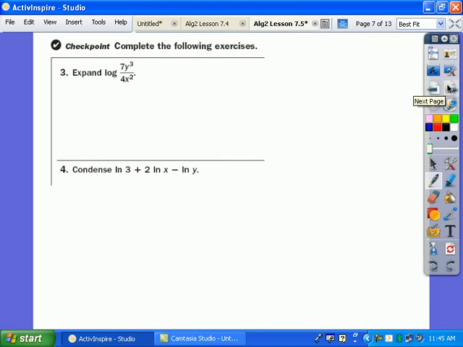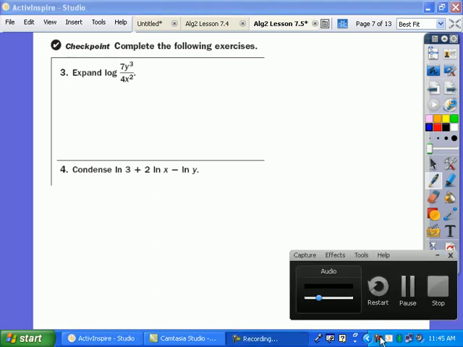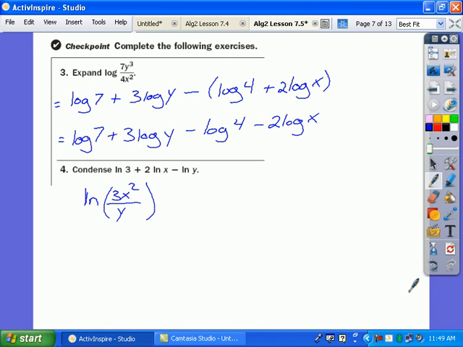All right, welcome back. Hopefully you found some success in working on these problems. One thing to note, because this 4 is being divided, it should be minus log of 4. And because the x squared is also being divided, you'll see it's minus log x squared, except the 2 comes back out in front, so it's minus 2 log of x. But it is being subtracted, and it should be.